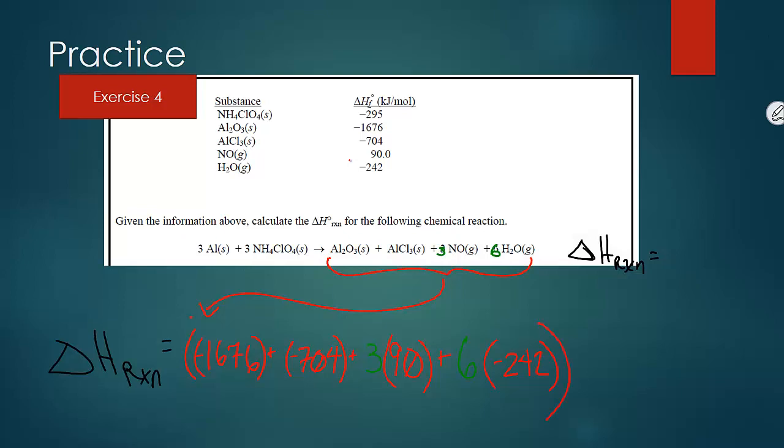So, our products overall have a heat of formation of a negative 3,562 kilojoules for each mole. That is the heat of formation of our products. We're going to subtract from that the heat of formation of our reactants.